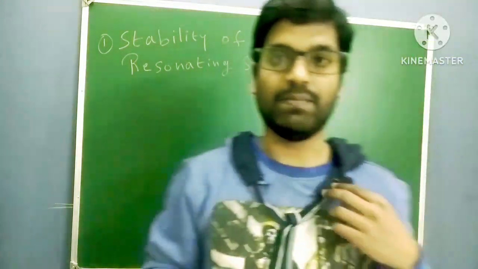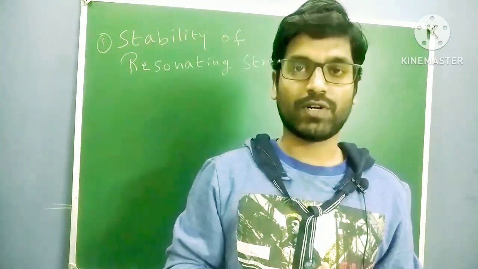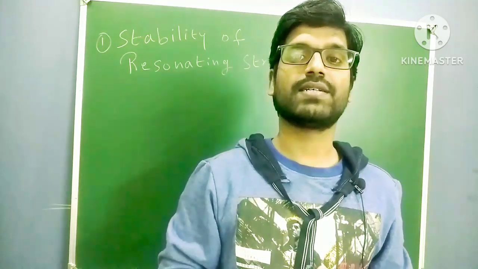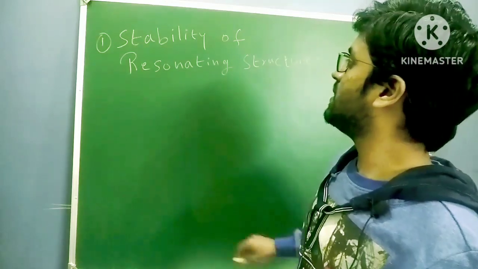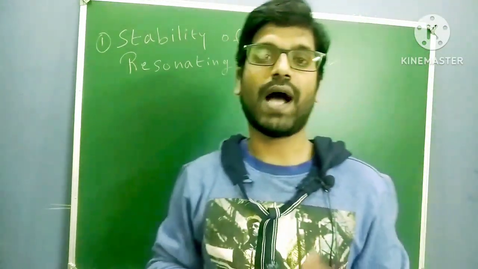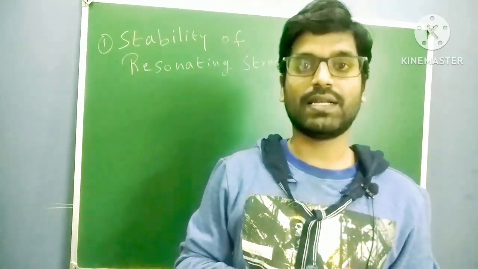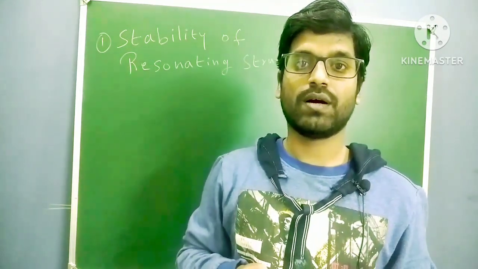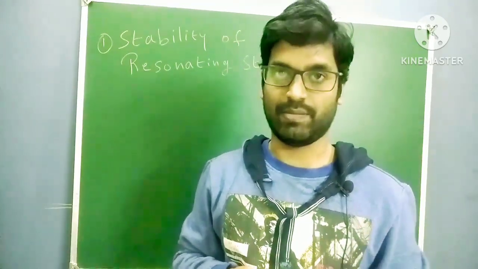Hello everyone, welcome. In the last class we discussed what resonance is, the definition of resonance, and how you have to draw the resonating structures, right? So today's class is just about the stability of resonating structures. Suppose you draw two resonating structures, how do you get to know which resonance structure is more stable and which is less stable, right?